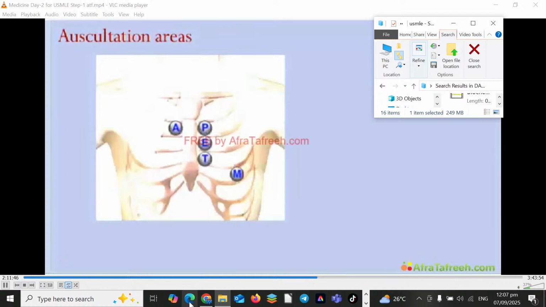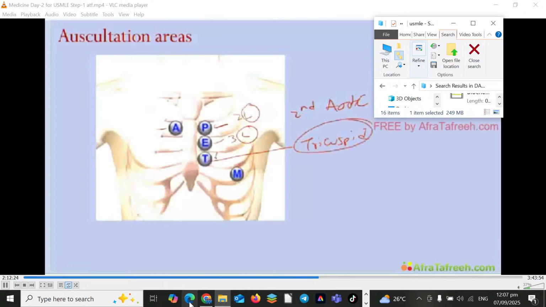So this is a normal precordium and these are the various auscultation areas. This is valid for your clinics as a doctor and for your exams. This is the aortic area, which is on the second intercostal space on the right side. This is the pulmonary area, which is on the second left. The third left intercostal space is called Erb's area. Erb's is also known as the second aortic area. The T is the tricuspid area, which is at the fourth intercostal space.